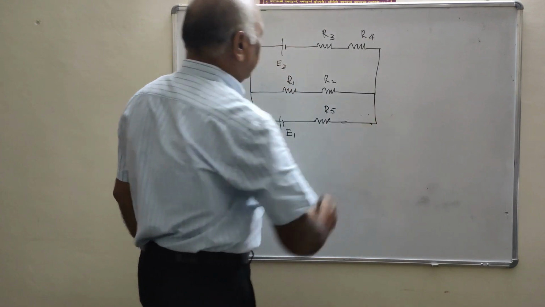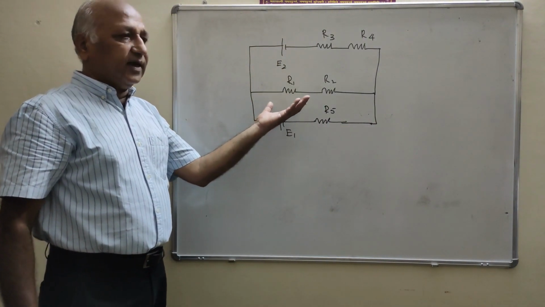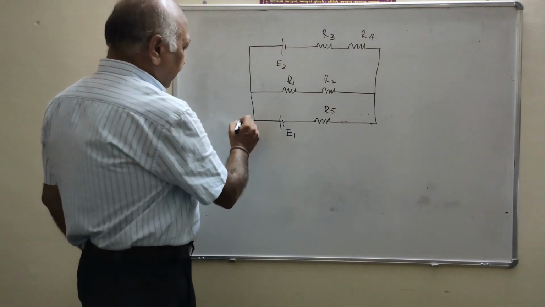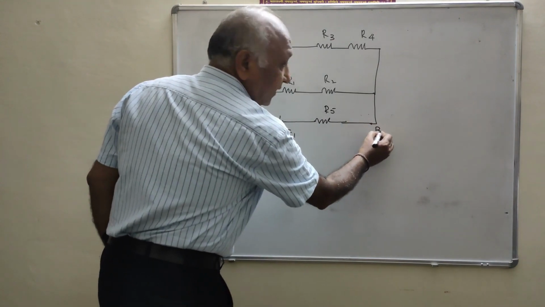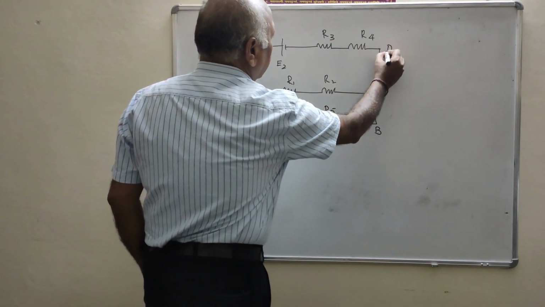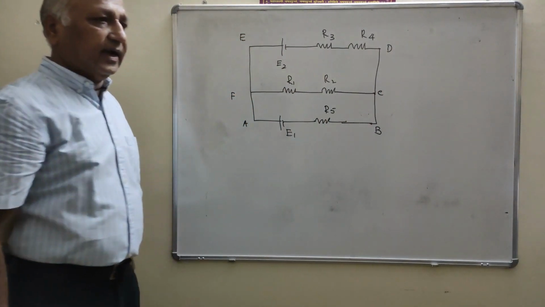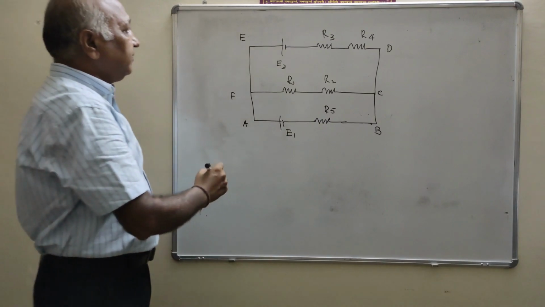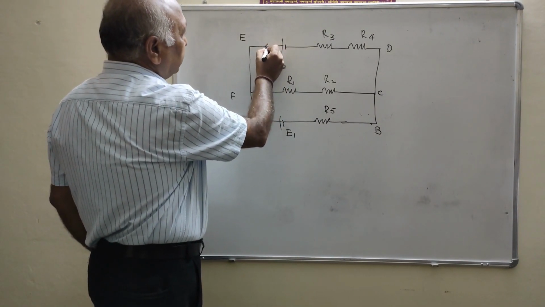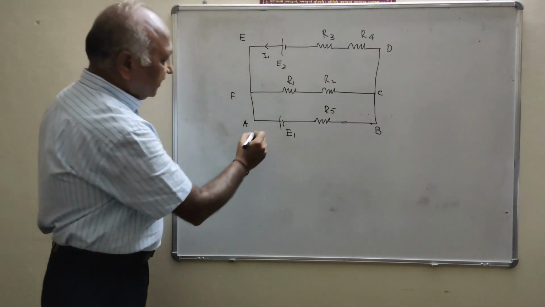Clear? Now we have to identify what is the mesh and what is the loop. Clear? If we see, this is A, this is B. Clear? This is C, this is D, this is E, and this is F. Any doubt? Clear? Always remember, current flows from negative to positive. Say, this is I1. Clear? What is this?